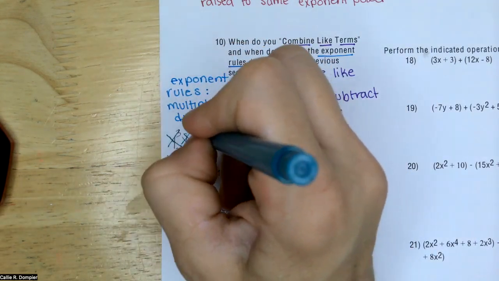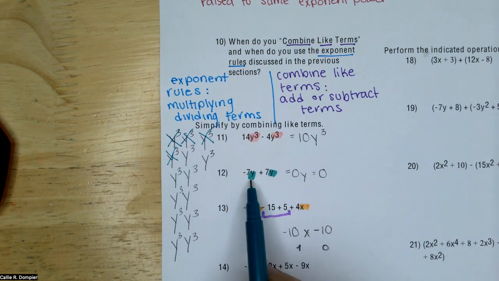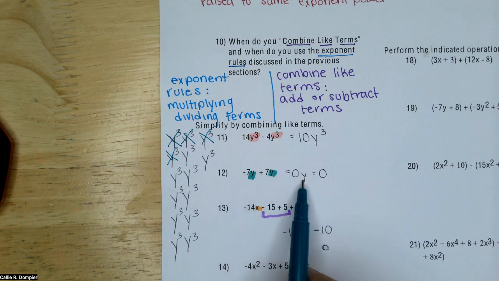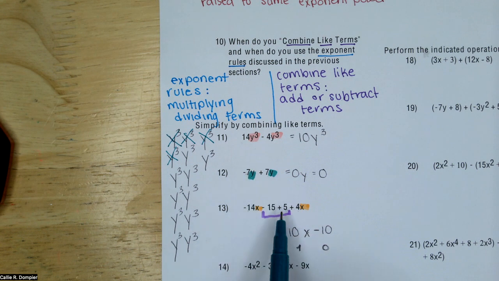1, 2, 3, 4, right? And what are we left with? 10y cubed. We had negative 7y's, we added 7y's, we're left with 0, right? Because that's the opposite of that one. Negative 15 and 5 is negative 10. Negative 14x plus 4x is negative 10x.